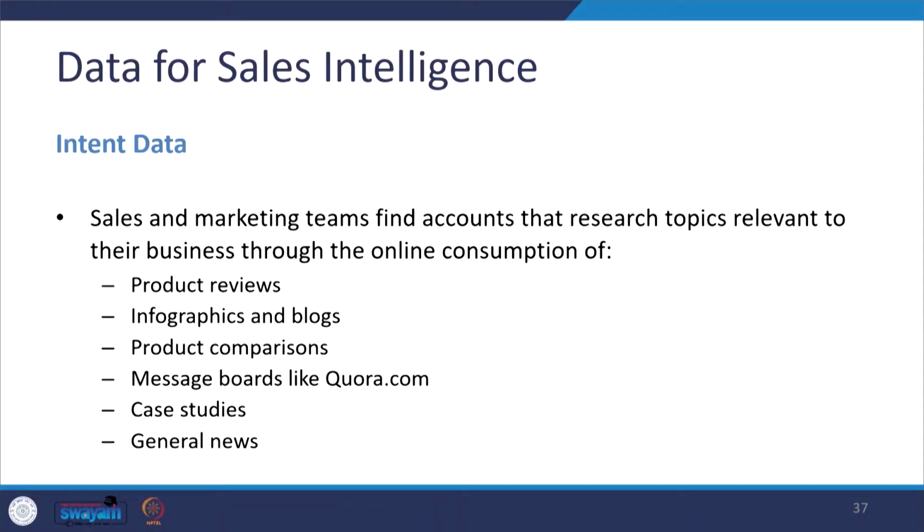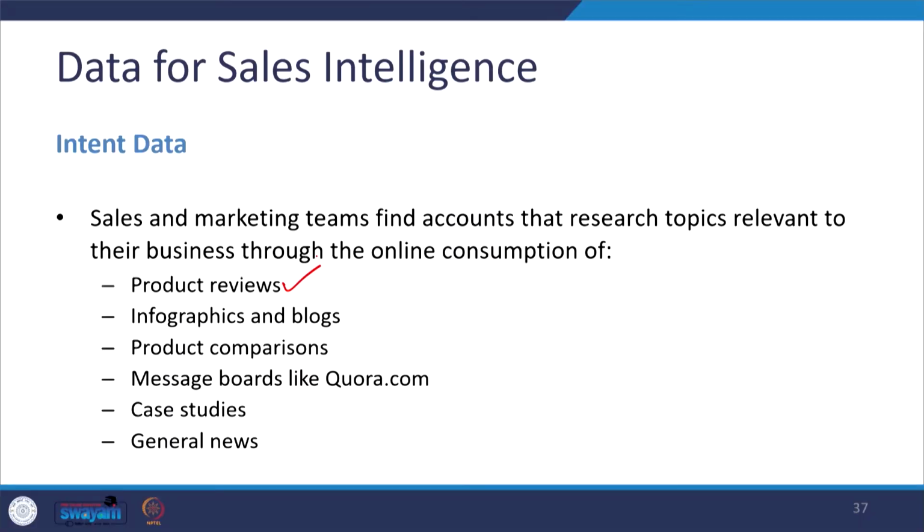Sales and marketing teams find accounts that research topics relevant to their business through online consumption. So where are our customers visiting, what are those third party avenues that he or she, or a particular business group, is researching? They may visit product review pages or websites like TripAdvisor, infographics and blogs, various blogs are available. Then product comparisons as well. Many sites provide comparative filters so that you can weigh different products on different features.